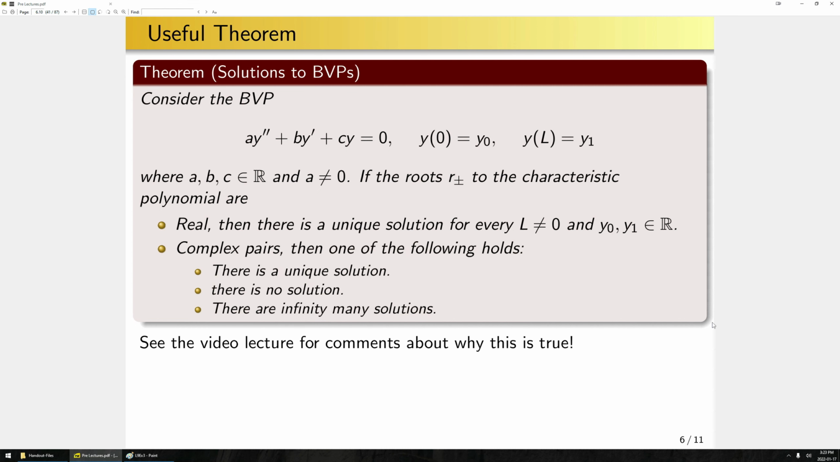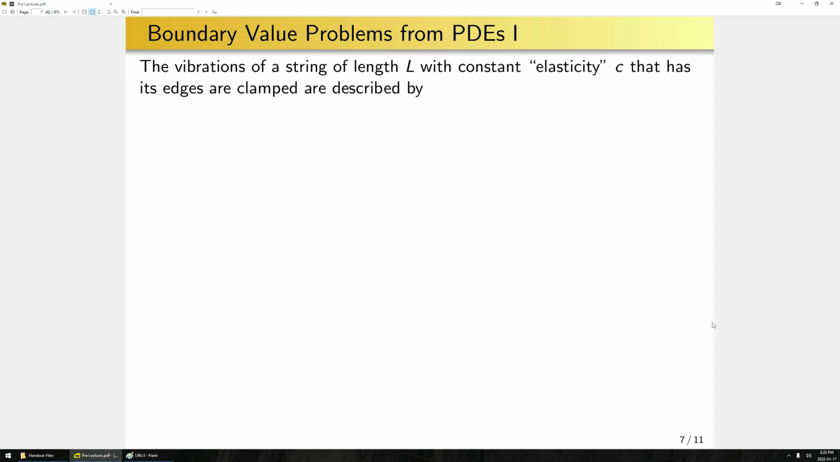Okay, so now we get to the fun stuff. Boundary value problems from partial differential equations. So far in this class, we have not talked about PDEs at all, and this is purely because before you can even think of tackling PDEs, you need to be able to solve ODEs. Okay, so let's change this and talk about PDEs a little bit.